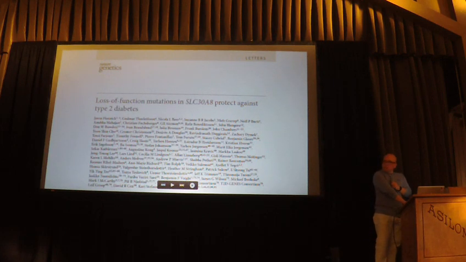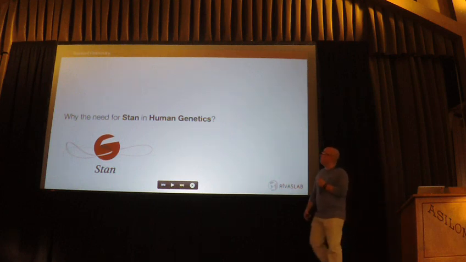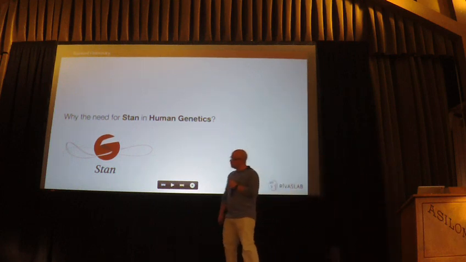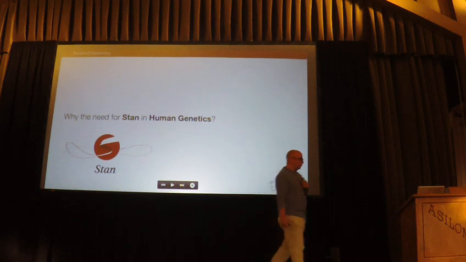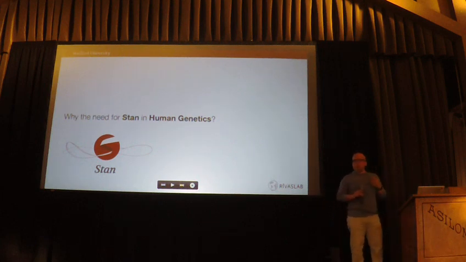And the reason, of course, is that these are rare genetic variants. And therefore, you'll probably need a lot more samples in order to get to a point where you're getting precise, accurate estimates of effects. So you may ask yourself, well, why the need for Stan in human genetics? And this is something that I quickly realized after participating in a lot of these genetic studies, is that we needed to rethink the way we think of statistical methods in the context of human genetics.